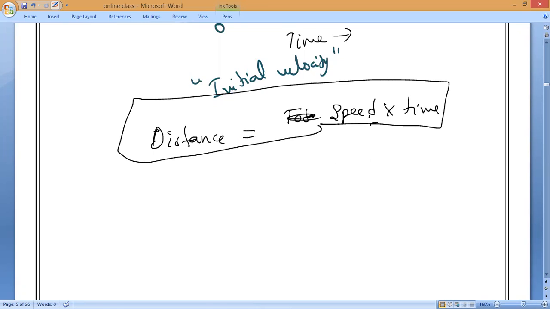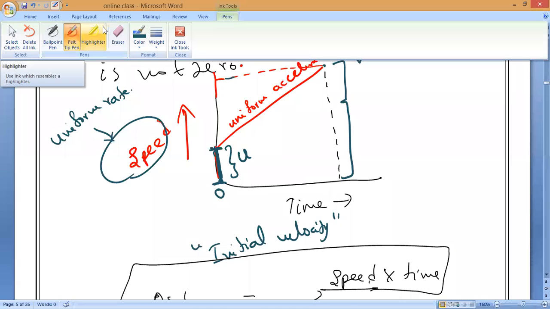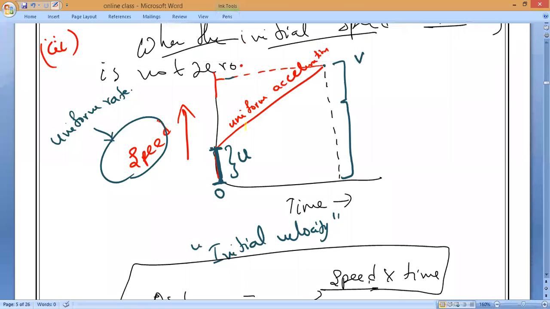Will everybody accept this formula? Now, this works when you know speed and time, but we don't know speed and time. Only one thing we know: the graph. We want to find the distance, correct? So from the graph, how will you find distance? We are finding the area, sir, by finding the area of the shape.